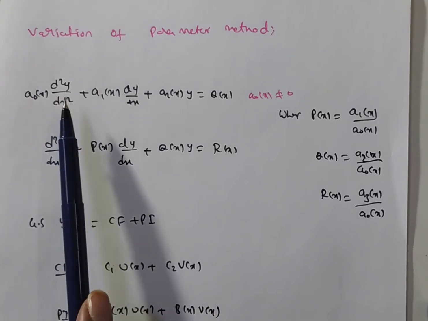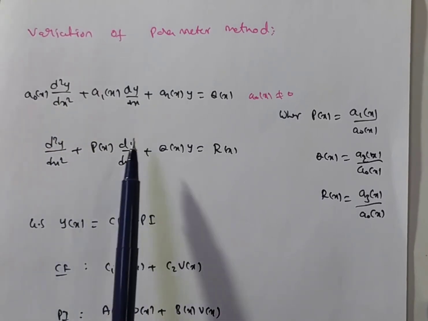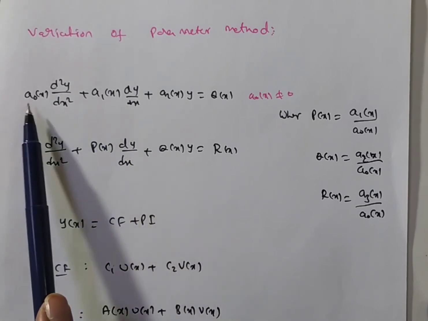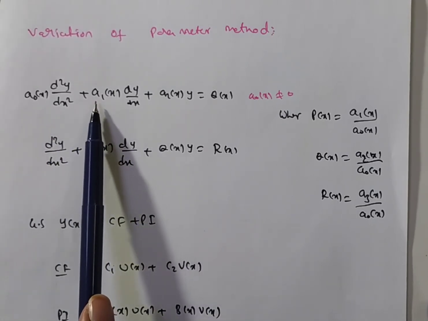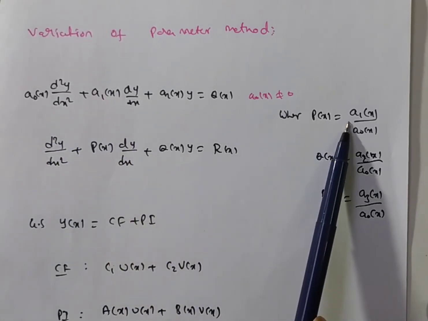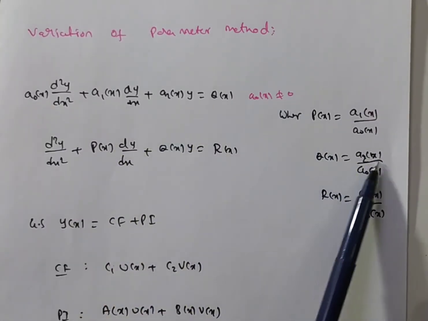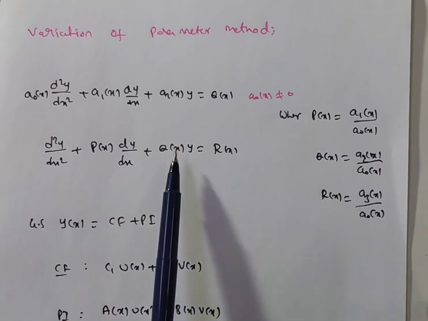Then we will have d square y by dx square plus p of x into dy by dx plus q of x into y equal to r of x. What is p of x? We are dividing with a0 of x, so a1 of x by a0 of x is p of x. Similarly, a2 of x by a0 of x is q of x.